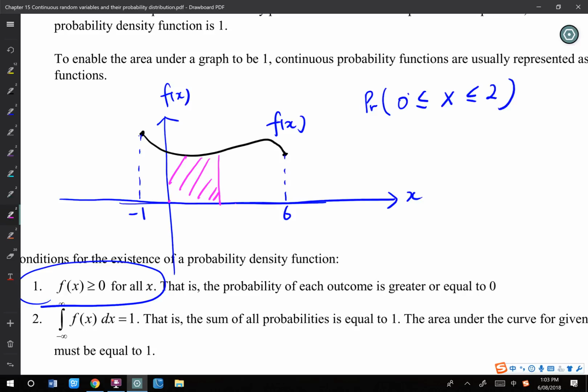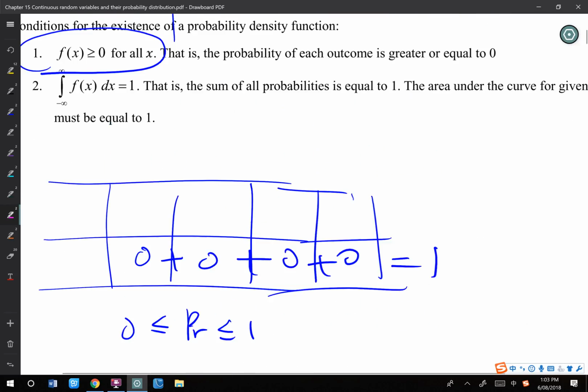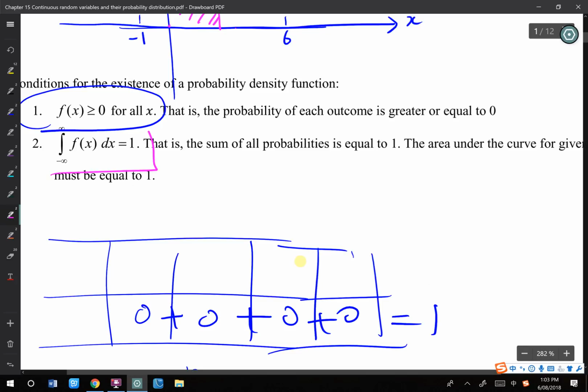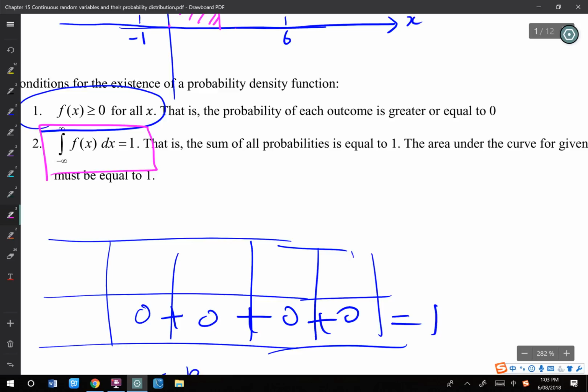Therefore, the total area under the curve must be 1. So I should have the whole area. That's also what we're talking about here. All the area under the f(x) function should give you 1 because that represents everything. I should include everything and the total probability is 1.